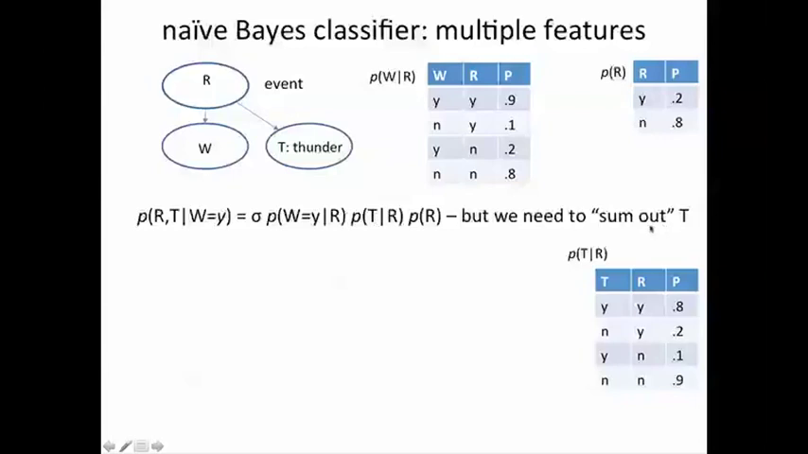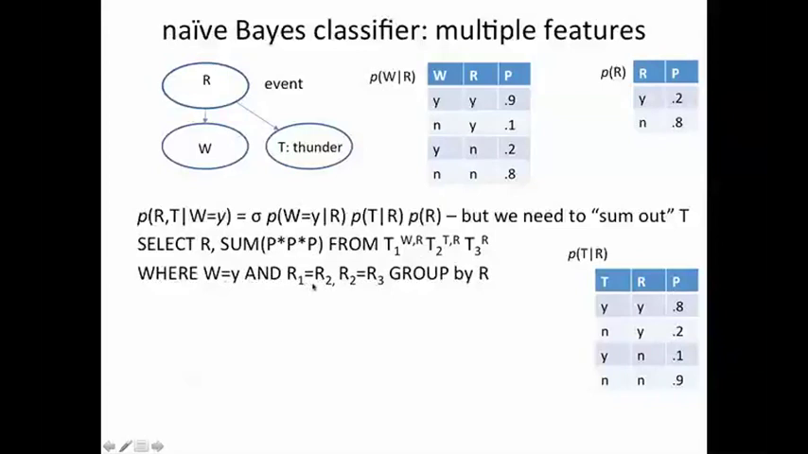So we need to sum out T in this product if we want to know only the probability of rain. The way we sum that out is that we again do SQL, so we select R and the sum of the products of all three of these columns from these three tables, where W is yes, and all the common variables, which are only R over here, the only common variable between these tables is R, and then you group by R. This effectively sums out T because we're only selecting R and summing up the values for different values of T.